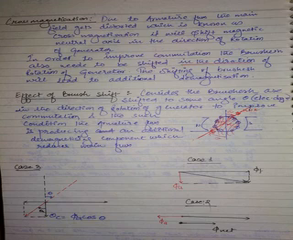Number one, phi D, the demagnetizing component of armature flux, proportional to sin theta.